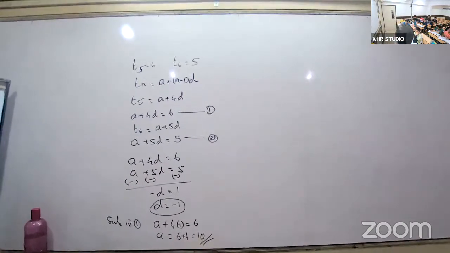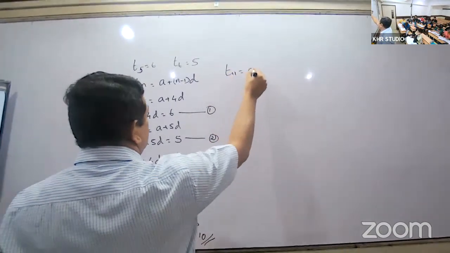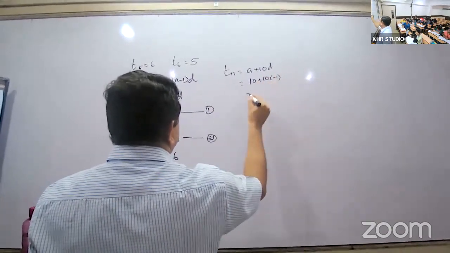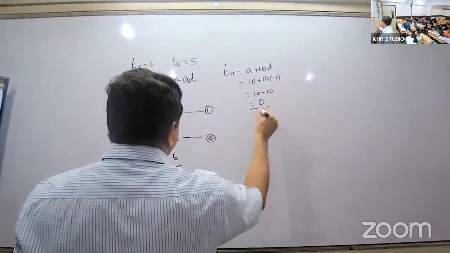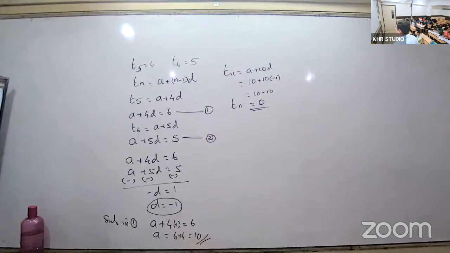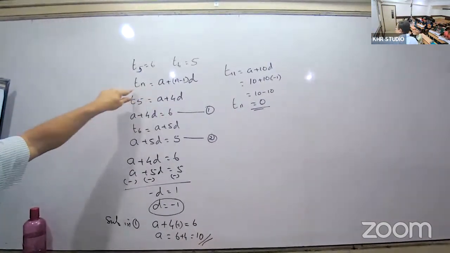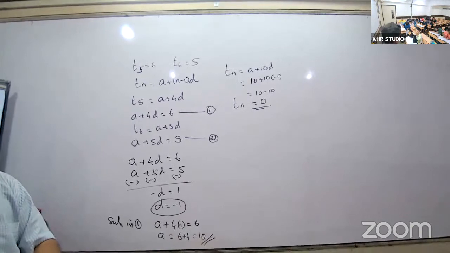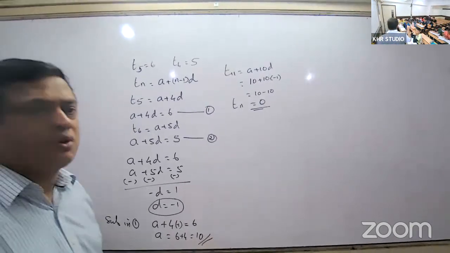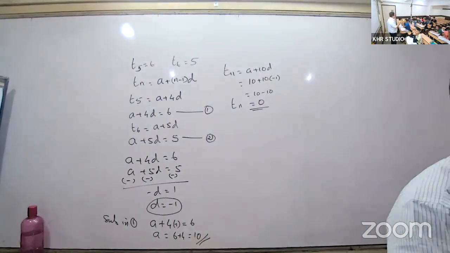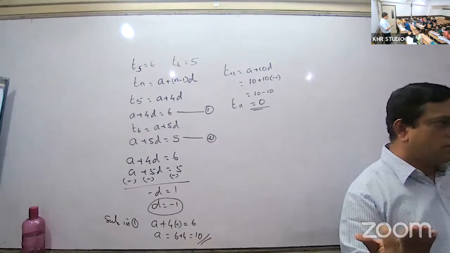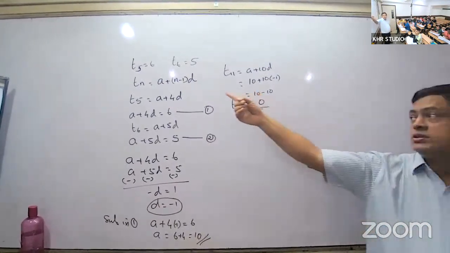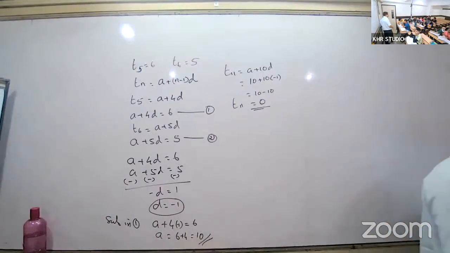Then, now what is to be found? T11. T11 is equal to A plus 10D, which is 10 plus 10 times minus 1. T11 is equal to 0. All of you got this answer? Remember, T1 is A, T2 is A plus D, T3 is A plus 2D. The main formula is this one: 1 less than n. That's only you have to remember. Directly you can write it.